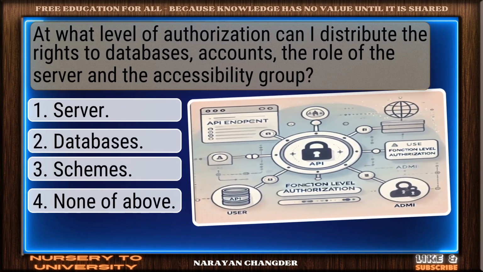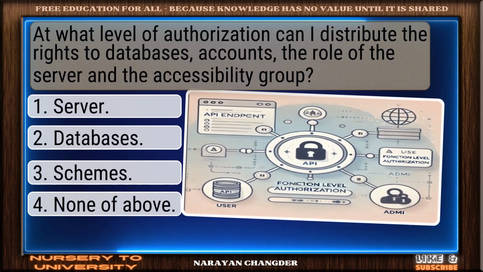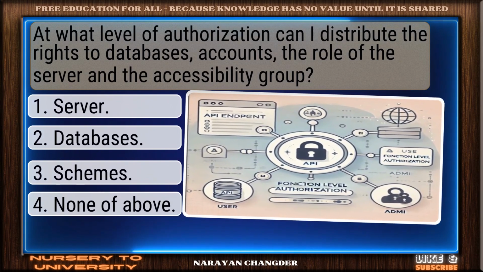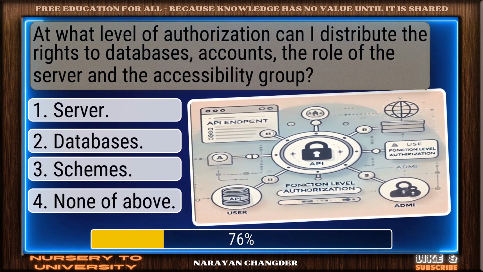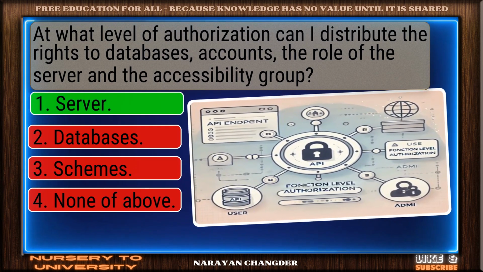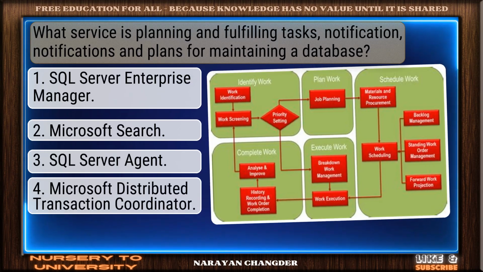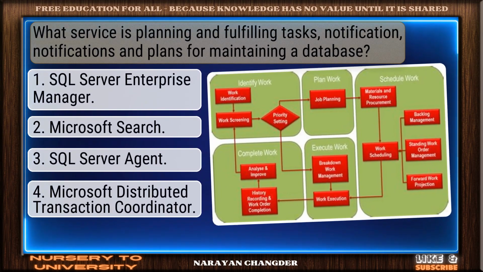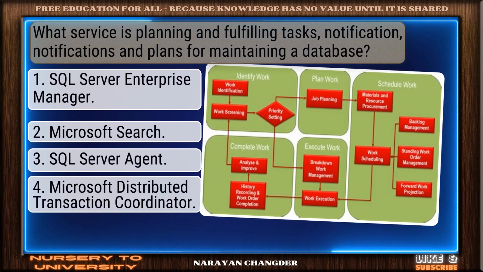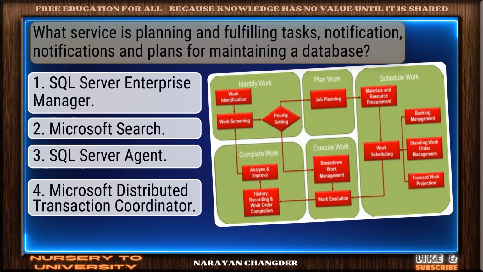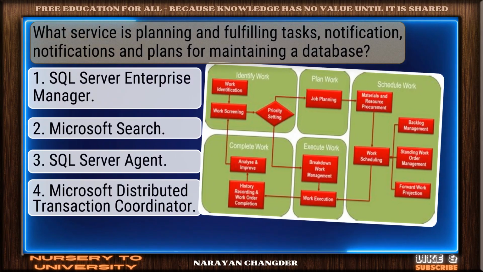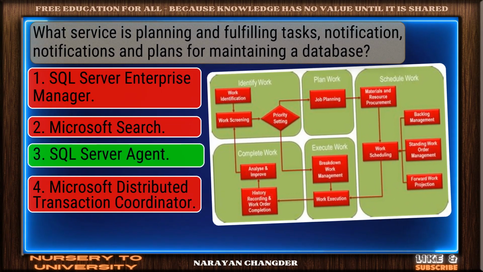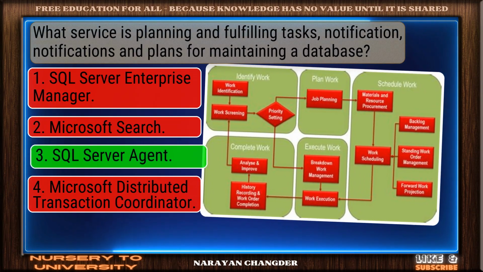Question number 5. At what level of authorization can I distribute the rights to databases, accounts, the role of the server, and the accessibility group? Smart move. Server is an accurate answer. Question number 6. What service is planning and fulfilling tasks, notifications and plans for maintaining a database? Right again. SQL Server Agent is a valid answer.